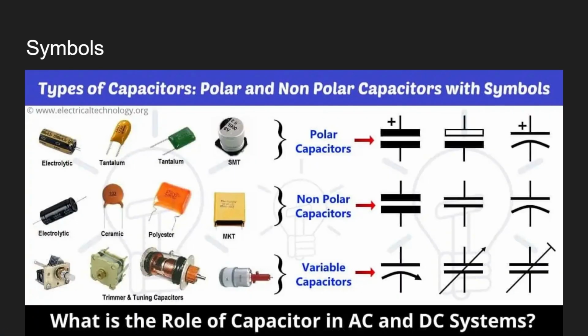And they got different symbols. Polarized capacitor, they got a plus here. Non-polarized, they have just two thick lines. Okay, for variable capacitor, you will see an arrow or a stroke over it. Okay, yeah. So if you see the polar capacitor in your circuit diagram, you know that you cannot invert the capacitor by any means. Okay.